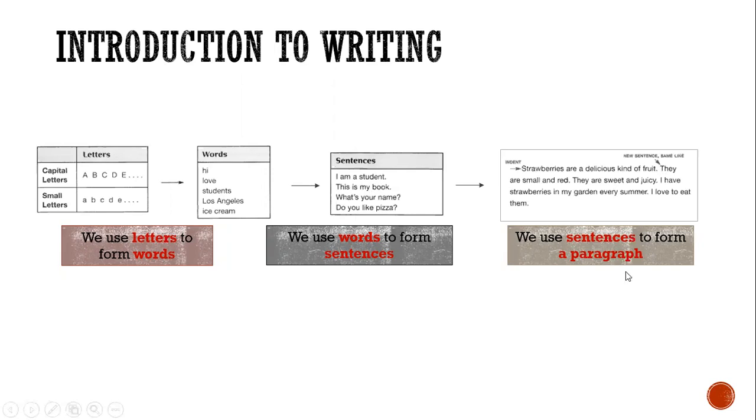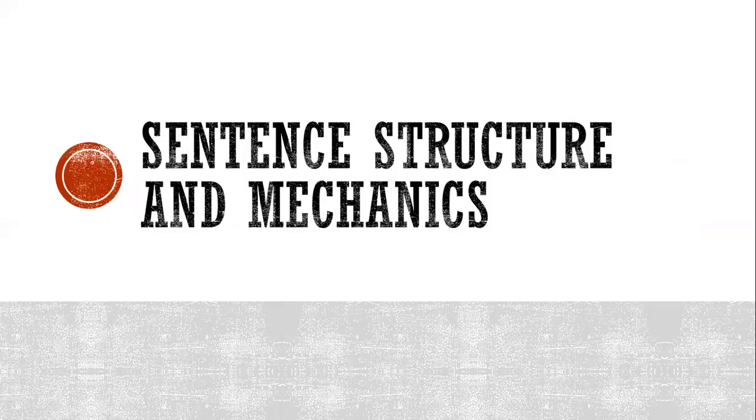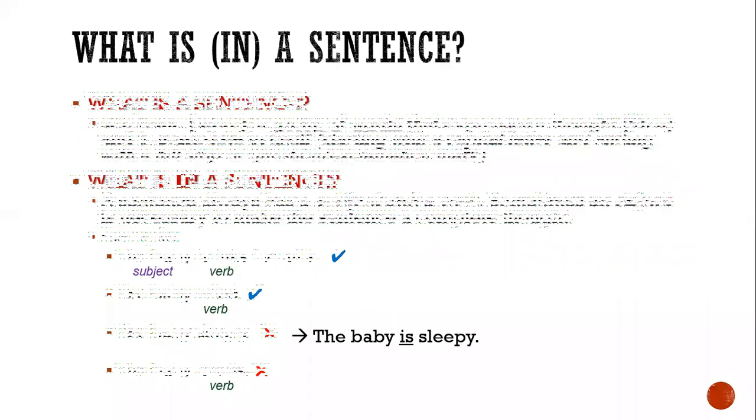A paragraph is the minimum of writing about the topic. Of course, you can make more than one paragraph if you are writing a longer piece, but for one topic, usually one paragraph is the minimum requirement. Let's move on to sentence structure and mechanics.